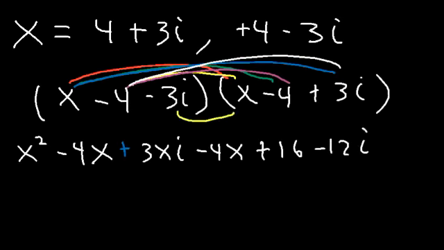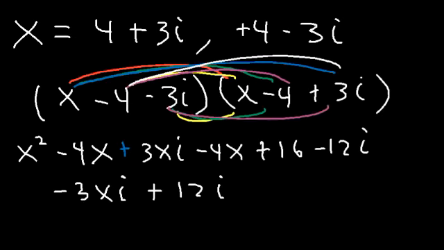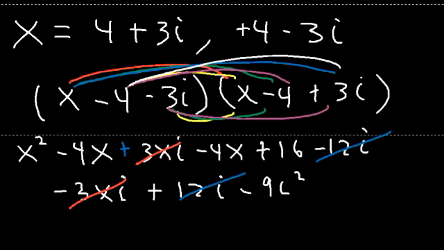And then we have negative 3i times x, which is negative 3xi, and then negative 3i times negative 4, that's positive 12i, and finally negative 3i times 3i is negative 9i squared. So now what terms cancel? We can cancel the 3xi and the negative 3xi. We can also cancel the negative 12i and a 12i. So what do we have left over?